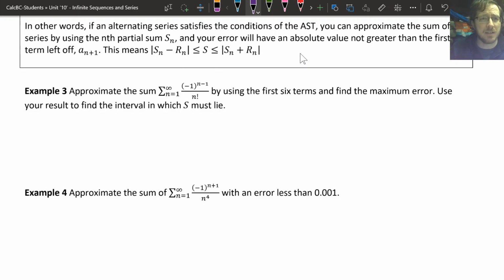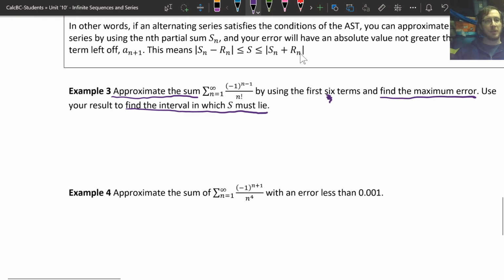Okay, so they ask us essentially to do 3 things. To approximate the sum, we're going to find the first 6 terms, we're going to find the maximum error, and then we're going to use that to find the interval in which our actual sum must lie. So first thing we want to do, we want to just start listing out more than this number of terms right here. We need to go out at least one more than that term right there.